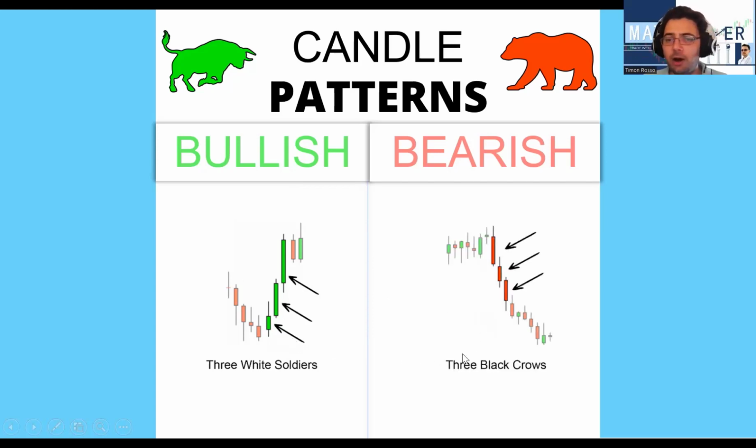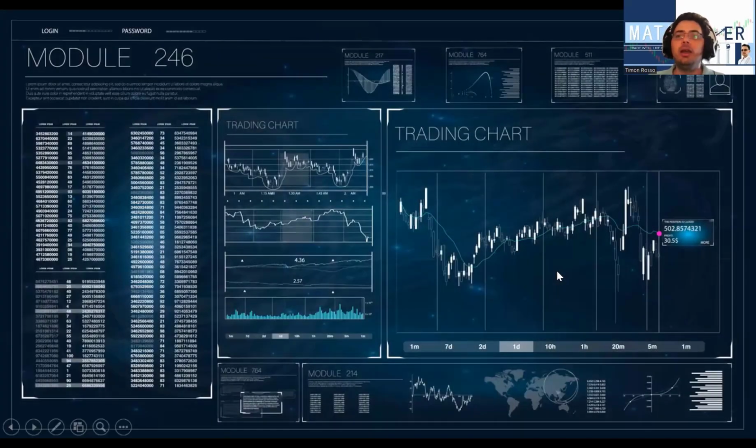The opposite are the three black crows. So the three black crows are showing you three consecutive red candles in whatever trend was happening in the previous, whether it was going up or down. These three black crows indicate that there is downside to come. It's bearish, and you've got to watch out for them. So the three white soldiers and the three black crows. Those are 24 candlestick patterns that you need to know. That's the end of that.